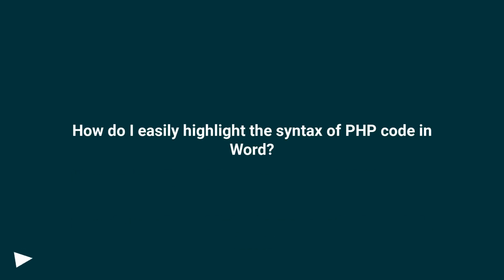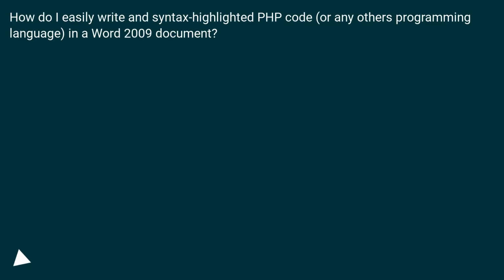How do I easily highlight the syntax of PHP code in Word? How do I easily write in syntax highlighted PHP code, or any other programming language, in a Word 2009 document?